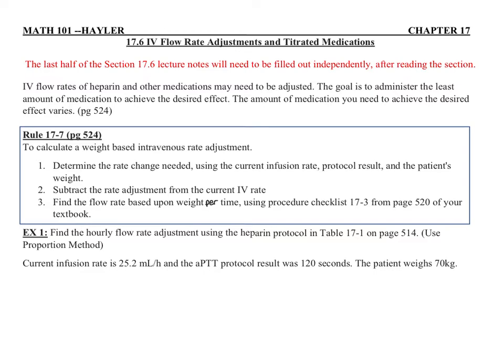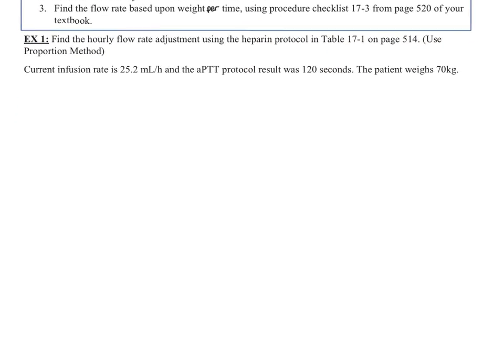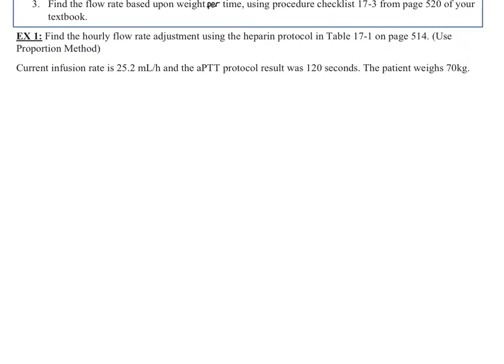Alright, so for the first example, find the hourly flow rate adjustment using the heparin protocol in table 17.1 on page 514. We're going to be using the proportion method. Alright, so the current infusion rate is 25.2 milliliters per hour, and the APTT protocol result was 120 seconds. The patient weighs 70 kilograms.